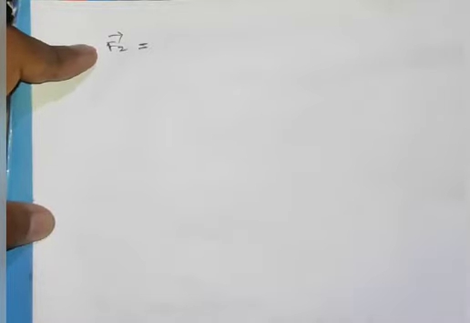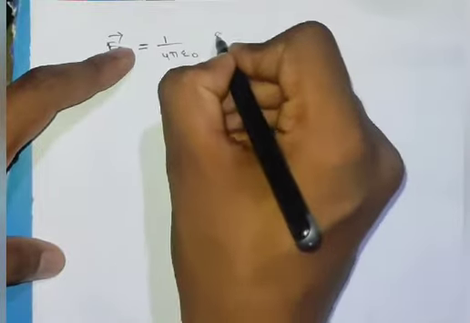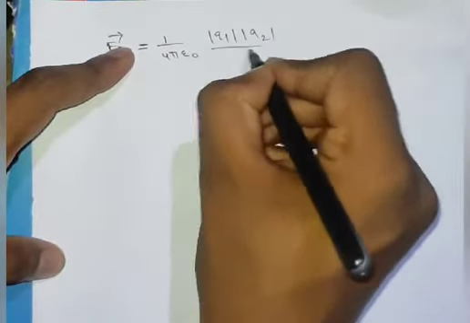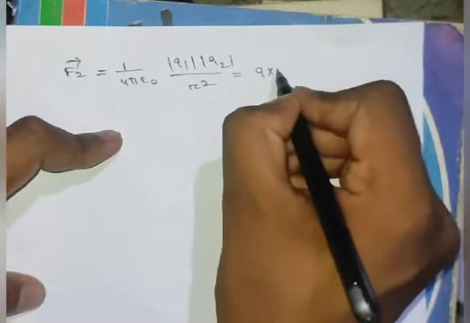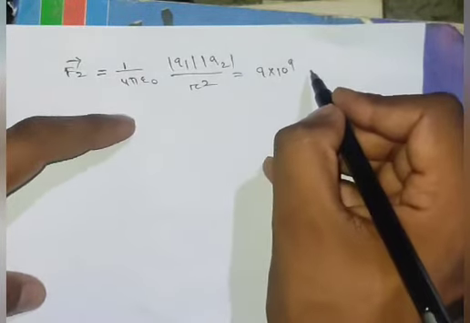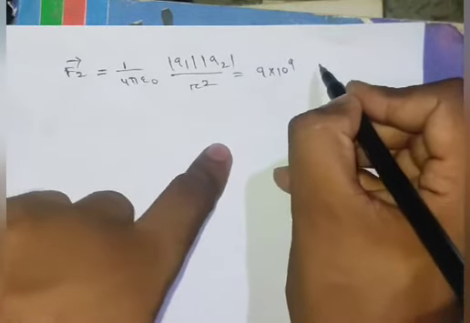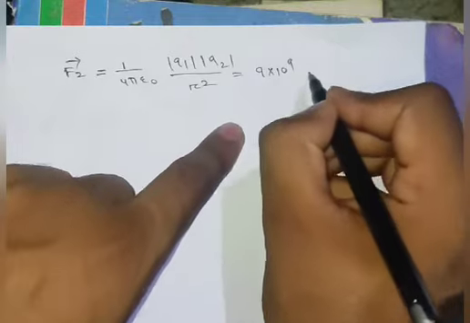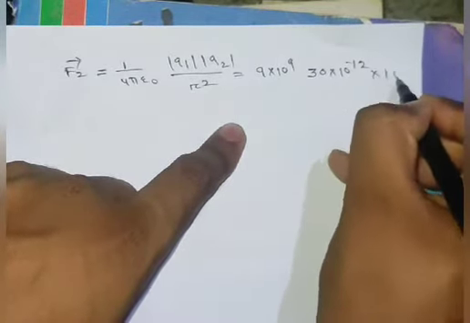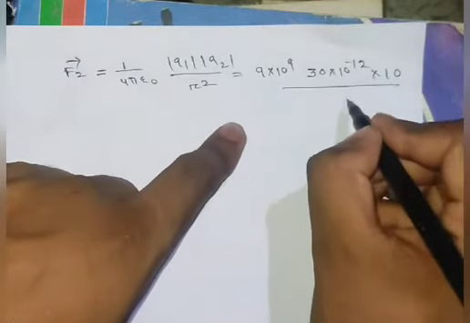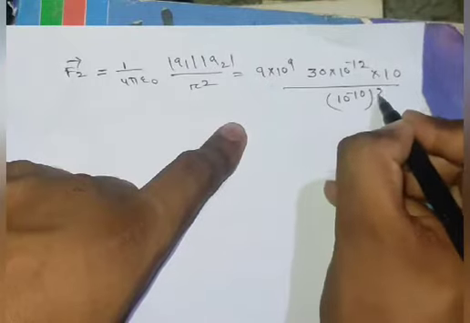Now we shall find F2, that is the force on 10 coulomb due to the charge minus 30 picocoulomb. So it will be 1 by 4 pi epsilon naught, q1 modulus into q2 modulus by r square, and we know the value of 1 by 4 pi epsilon naught is 9 into 10 to the power 9, and q1 is 30 picocoulomb. So 1 picocoulomb equals 10 to the power minus 12 coulomb, so 30 picocoulomb equals 30 into 10 to the power minus 12 coulomb, and q2 is 10, and the distance between them is 1 angstrom, that is, we know 1 angstrom equals 10 to the power minus 10, so 10 to the power minus 10 whole square.